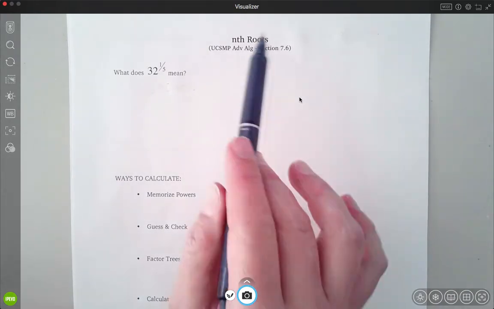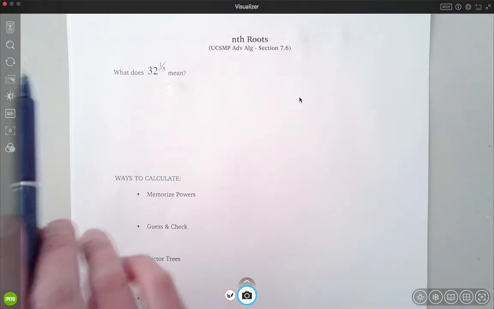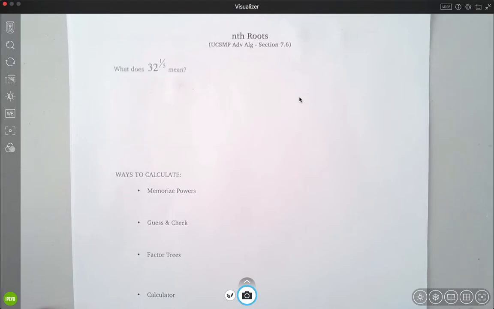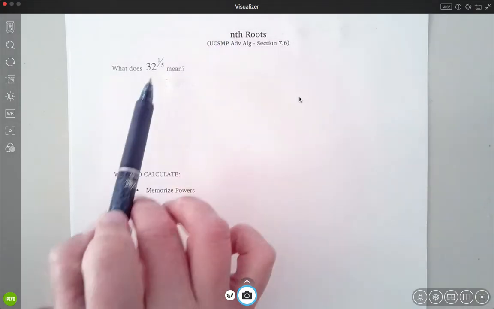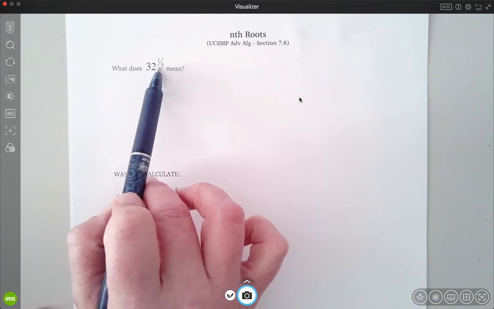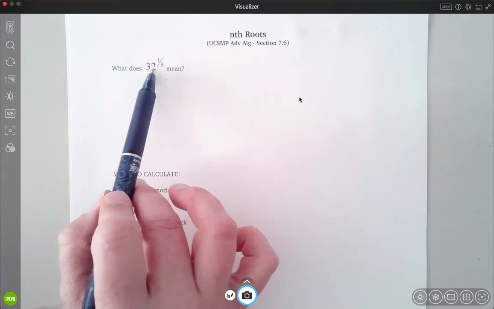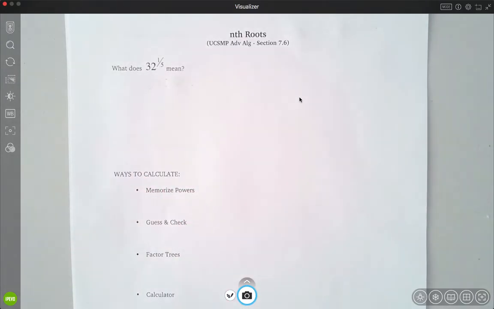But when we talk about cube roots or fourth roots, we usually use a notation for roots that involves a radical sign, and that's not what we're doing today. Today we're going to be doing fifth roots and eighth roots and all of that, but we're going to be using this fraction notation for it. So really, the lesson that we're focusing on today is how to work with exponents that are fractions. What does it mean to raise something to a fractional power?